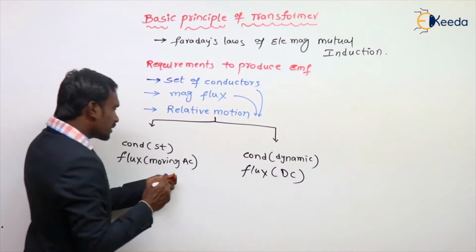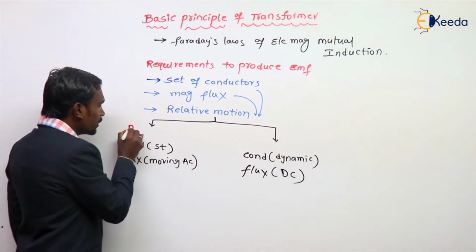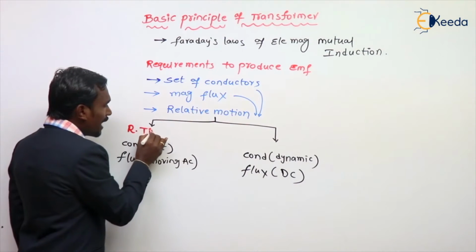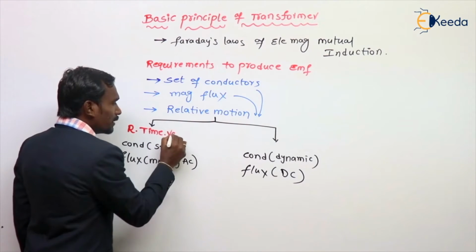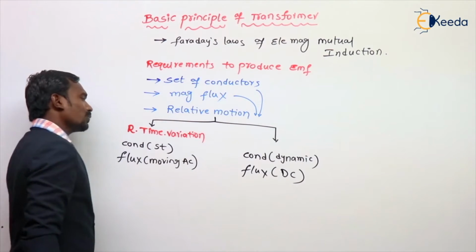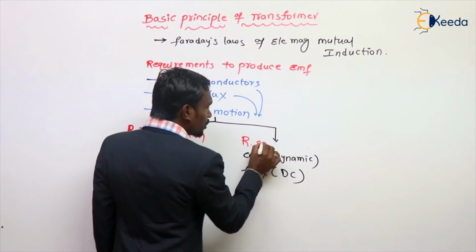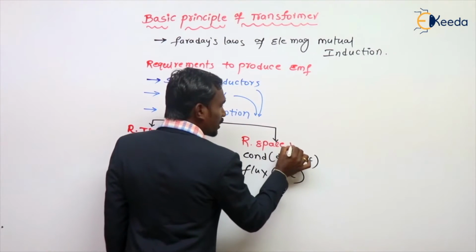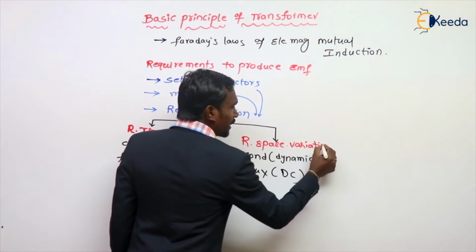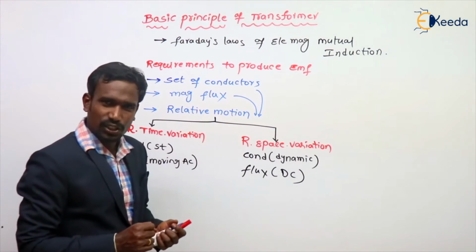Here, this relative motion is called relative time variation. And this other one is called relative space variation. Relative time variation and relative space variation.